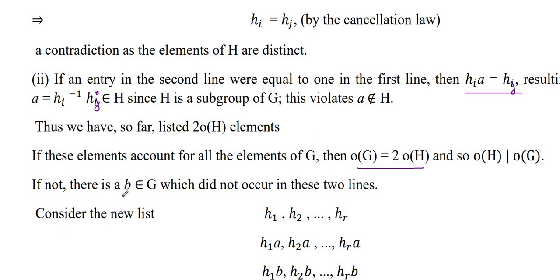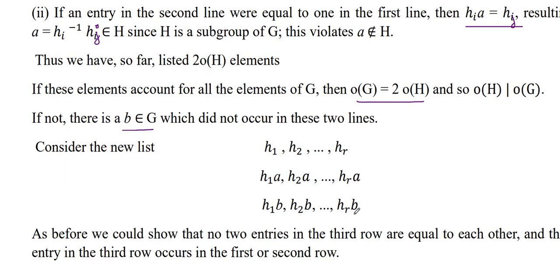Now if not, we can find one B in G which is not there in the first line or the second line already mentioned. So now we consider the new list. These are distinct, we know already, and there is no repetition in these two. Now that new set that we have considered, again, what we need to claim is that the elements in this are distinct, and they are different from the elements here as well as here. So that is what we have to prove.